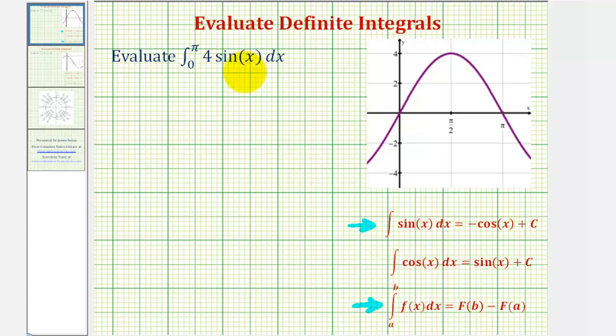the definite integral. If big F of x is the antiderivative function, then this definite integral is equal to big F of b, where b is the upper limit of integration, minus big F of a, where a is the lower limit of integration. So starting with our definite integral, while we could factor out the coefficient of 4, we'll go ahead and leave it in.